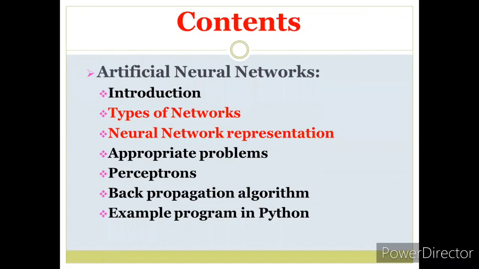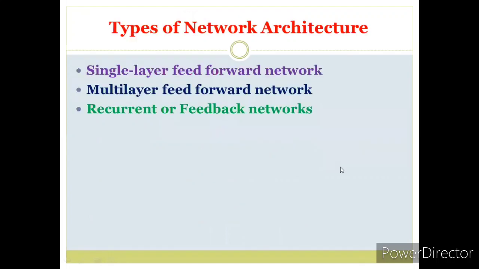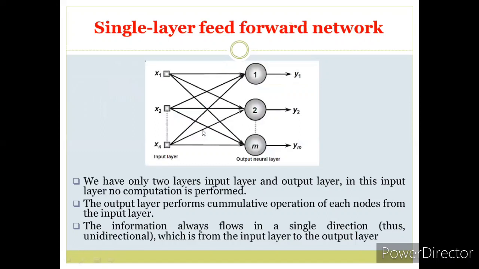First, let us see the content. Today we'll be concentrating on types of networks and neural network representation. First, let us see the types of network architecture. Here we are studying three important concepts. First, the single layer feed forward network. Second, the multi-layer feed forward network. Third, the recurrent or feedback network. Let us see them in detail.